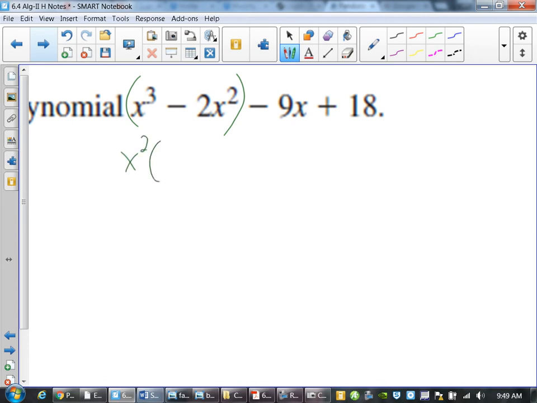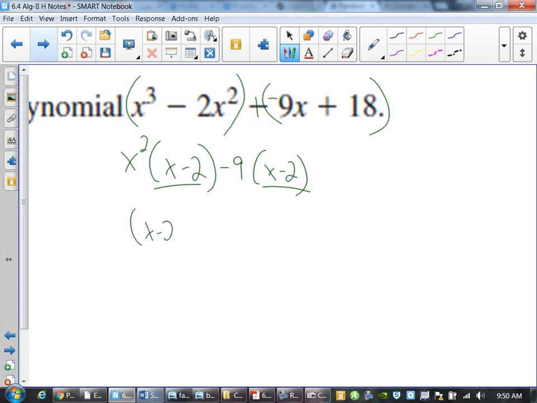Take out the x squared, I have x minus 2. When I get to the second part, I have to do the little plus minus there to remind myself to factor out the negative. What's the GCF? Negative 9. Good. Take out the negative 9, and I have x minus 2. Are the things within the parentheses the same? Yes. Write it down. And what's left? X squared minus 9. Are you done, or can you go further?